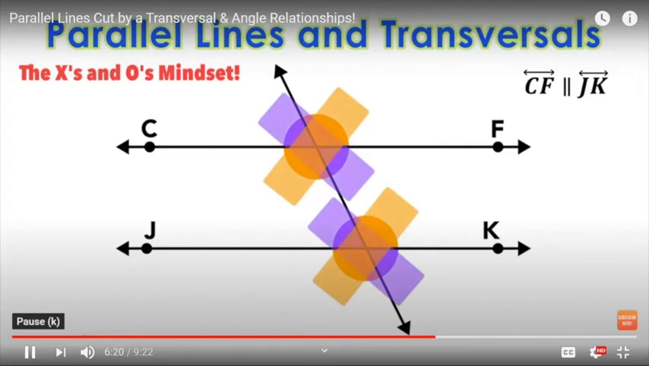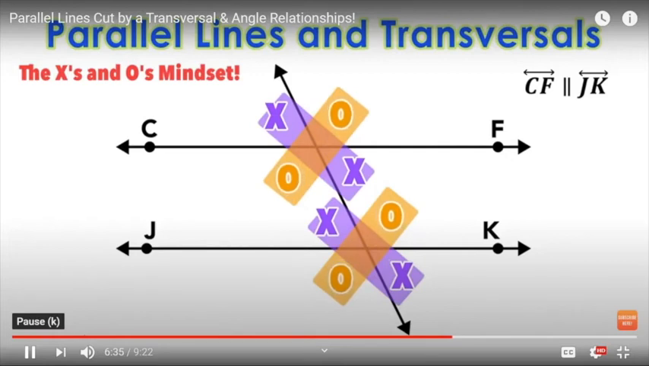Now, this mindset involves differentiating between the obtuse angles and the acute angles using some kind of a diagonal mark. So in this case, I have a diagonal orange streak for the obtuse angles and a diagonal purple streak for the acute angles. Next, I'm going to label all of the acute angles with the letter X and all of the obtuse angles with the letter O. Now, again, you can reverse this and make the acute angles O's and the obtuse angles X's as long as you are consistent. This mindset method will still work.